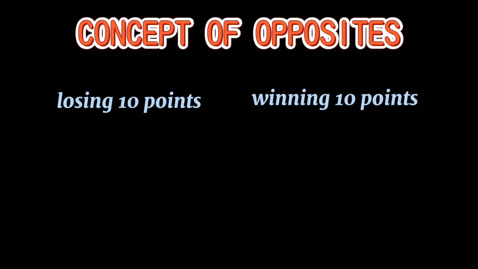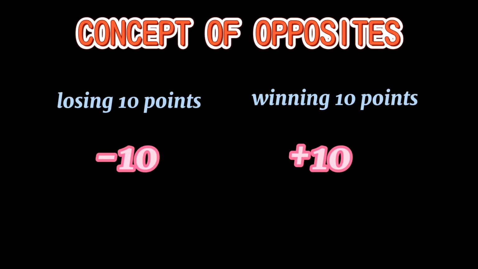Now how if we have losing 10 points in a game and winning 10 points in a game? Which one is +10 and which one is -10? Good. Winning 10 points means you increase your points by 10, so that's +10, while losing 10 points means a deduction to your accumulated points, so that's definitely a -10.